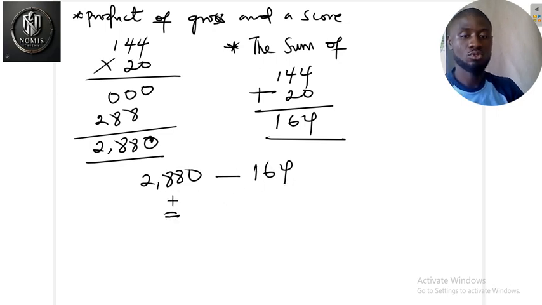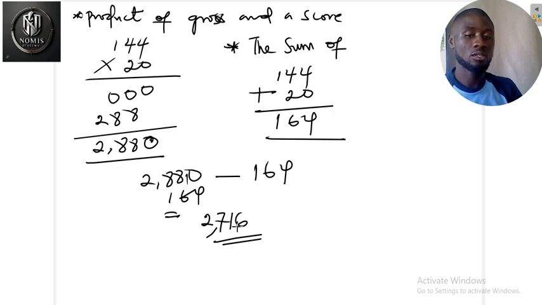So in subtraction, what do we have? Subtract 164. To subtract 4 from 0 is not possible, so you borrow 1, make this 10. So 10 minus 4 gives you 6. You are left with 7 here. 7 minus 6 gives you 1. And then 8 minus 1 gives you 7. And then you have a 2. So the final answer is 2,716. So we just answered that question correctly.